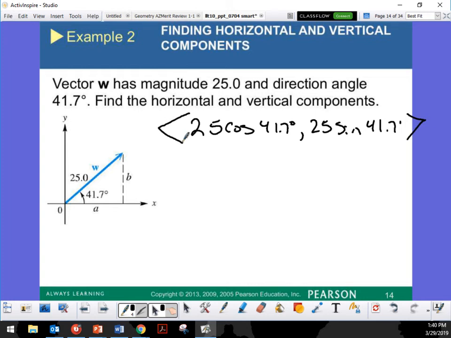Does that give you the answer? You have to put in some other things, and it's going to tell me where it ends up. Now, what's 25 cosine 41.7? Cosine, 18.7, and 18.7, yeah, 16.6.